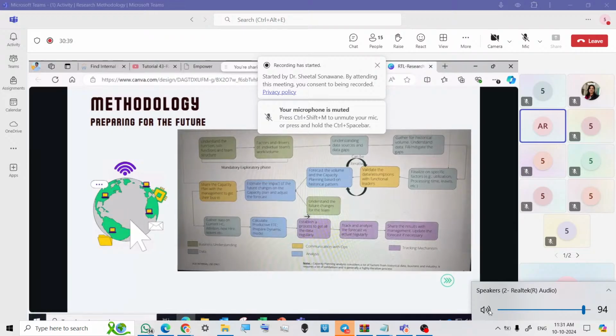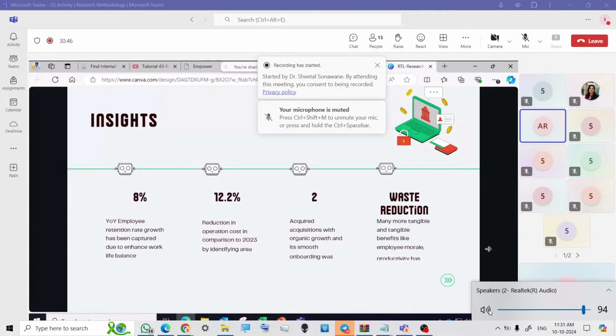So this is all about the methodology of what we are doing over here. Yeah, this is the insights which we have got, rather the results which we could see over here, like as you know, we would be able to reduce the employee burnout.